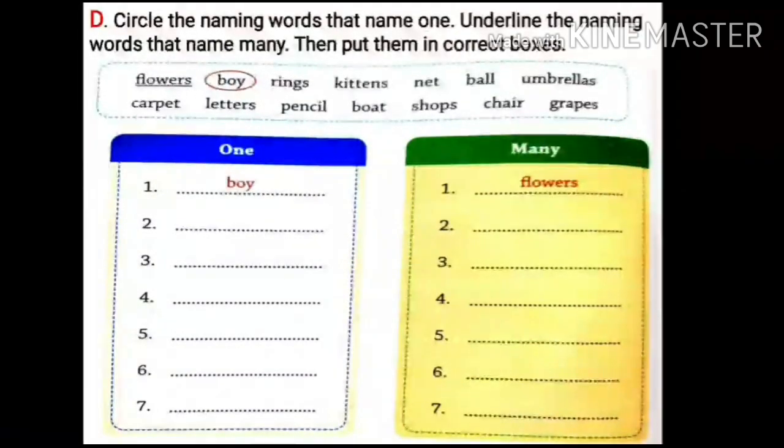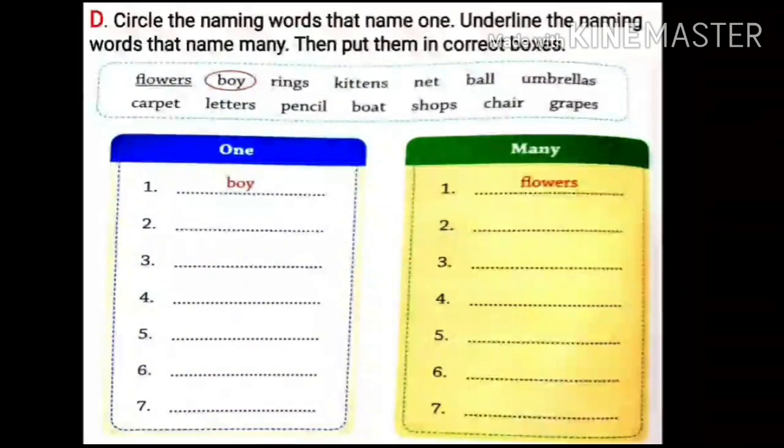Now see, here they have given us two examples. What is our first word? Flowers. Now flowers means many flowers. The ending word letter is S. So many. So they have written flowers in many, second column. And they have underlined the flowers. What is our next word? Boy. Boy means only one boy. So we have to circle. When there is only one, we have to circle. And write it down in first column under 1.